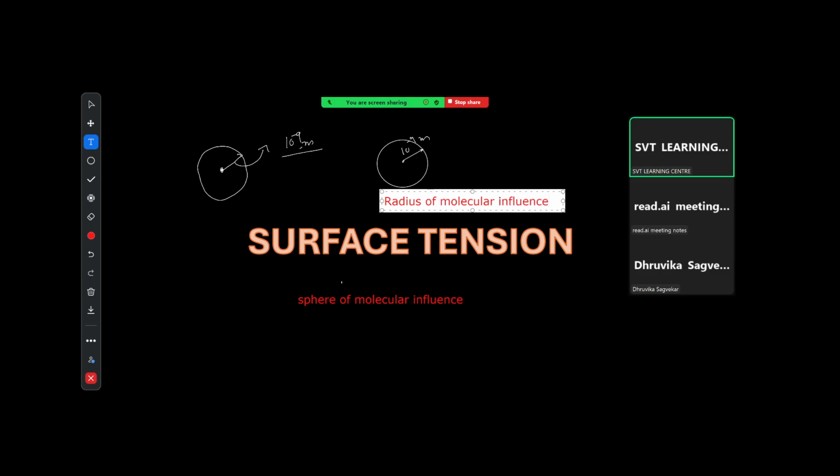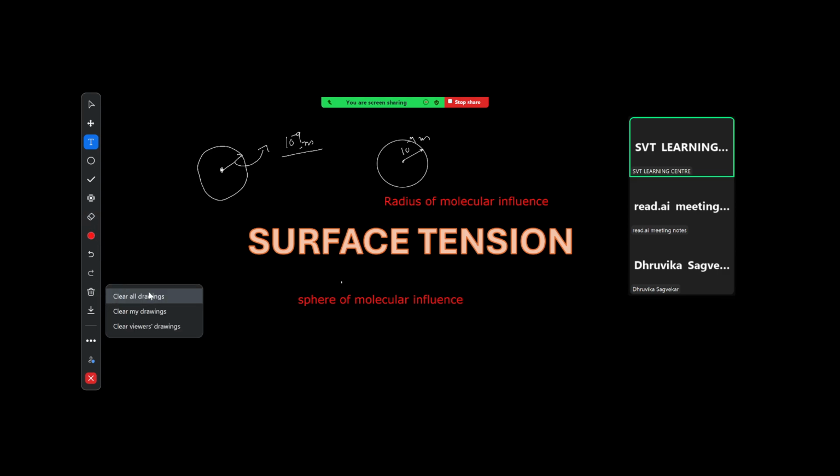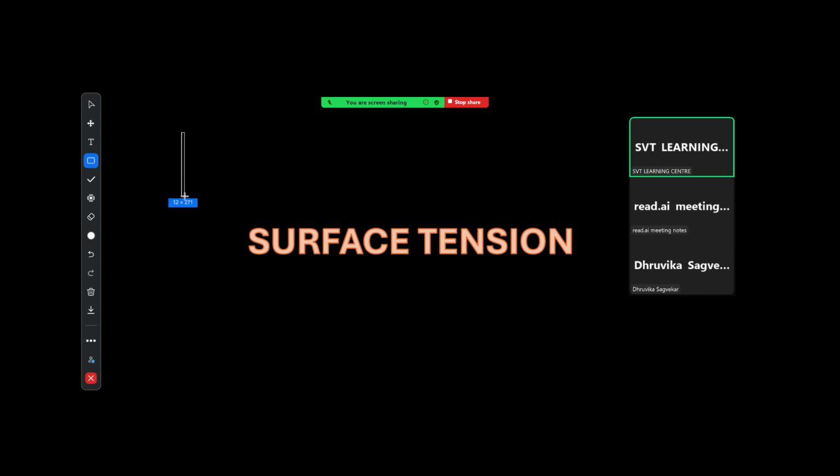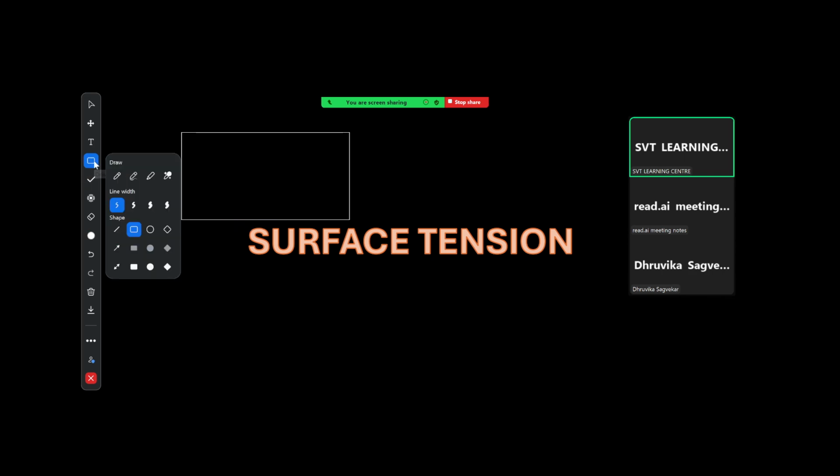Okay. So we have got radius of molecular influence and sphere of molecular influence. Is this idea very clear to you? Yes, sir. Now to further explore, we take a particular liquid in a container. So here is our container and in it we have taken liquid to a certain level.